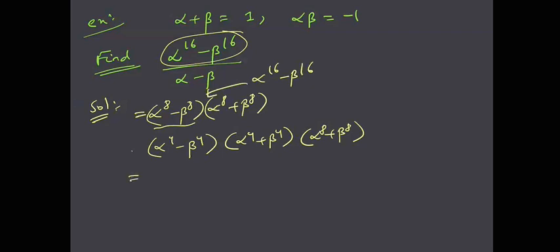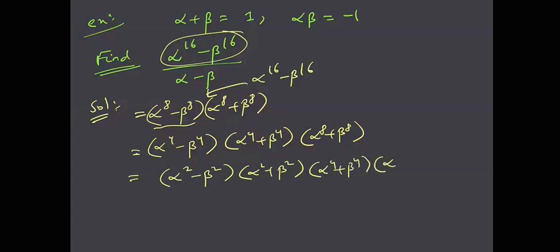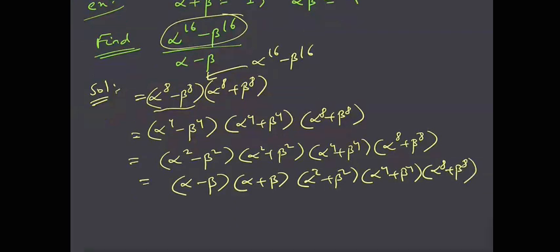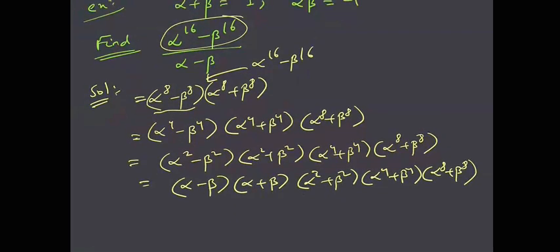Okay, so now alpha power 4 minus beta power 4 can be further written as alpha square minus beta square into alpha square plus beta square, right? So this is the expression. And alpha square minus beta square can be further written as alpha minus beta into alpha plus beta. And this is alpha square plus beta square, alpha power 4 plus beta power 4, and alpha power 8 plus beta power 8.